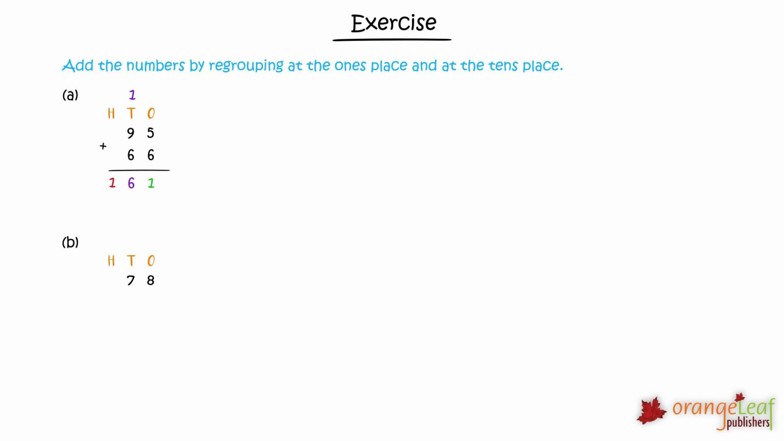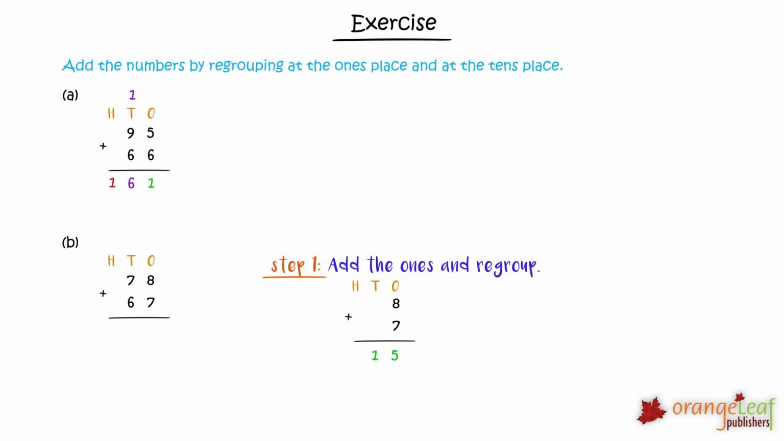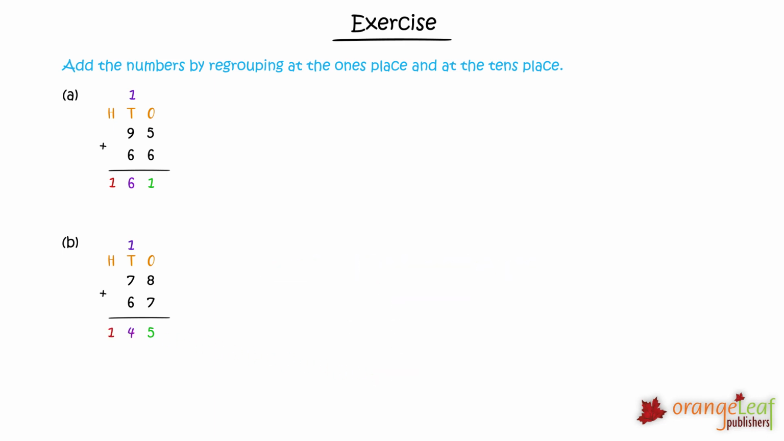B. 78 plus 67. Step 1. Add the ones and regroup. 8 plus 7 is equal to 15, where 5 is in the ones place and 1 is in the tens place. Step 2. Add the tens and regroup. 1 plus 7 plus 6 is equal to 14. Answer is 145, where 1 is in the hundreds place, 4 is in the tens place, and 5 is in the ones place.